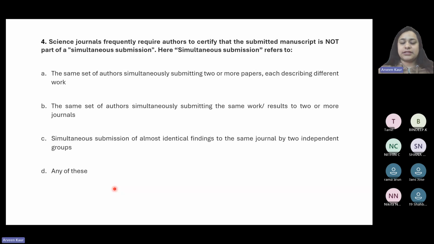So go through this. It is kind of what you will call common sense in research, right? It is that kind of a question. So I hope you get it right.